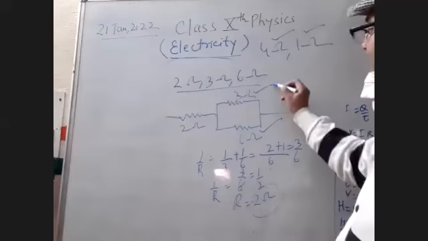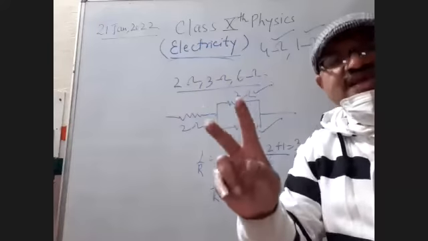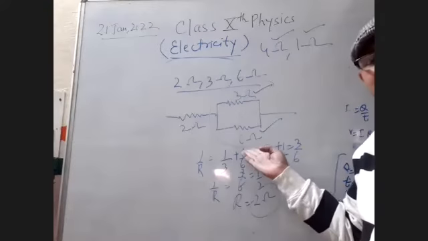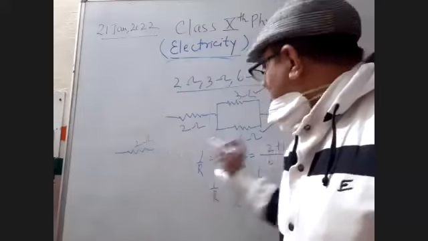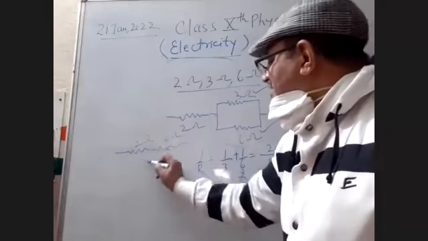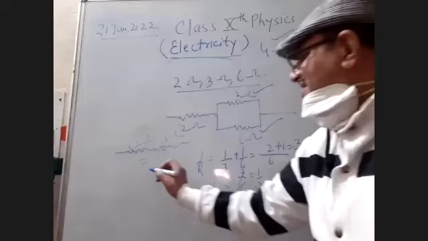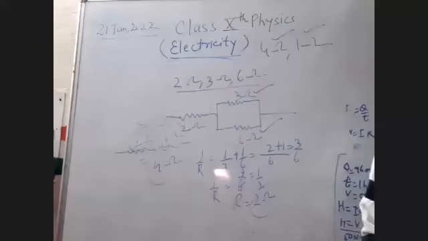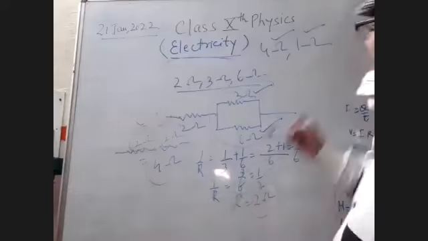Now students, in place of both the resistances, if I take the parallel combination of 3 ohm and 6 ohm, my net resistance will be 2 ohm. Now this is 2 ohm, and the 3 ohm and 6 ohm connected in parallel is also 2 ohm. So these two resistances, 2 ohm and 2 ohm, are connected in series. What will be my net resistance? It will be 4 ohm. Clear, students? So we have reached the first answer, that is 4 ohm.